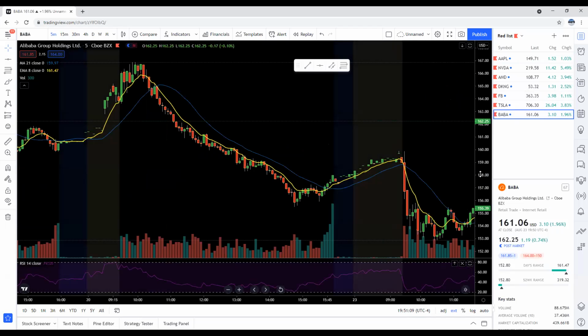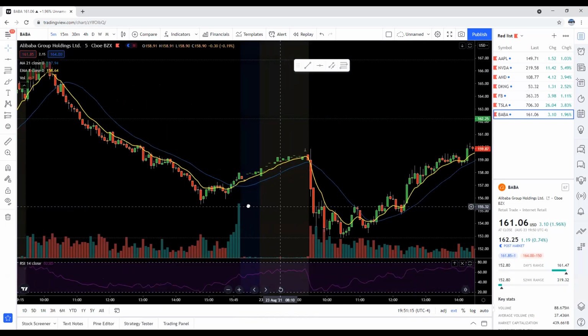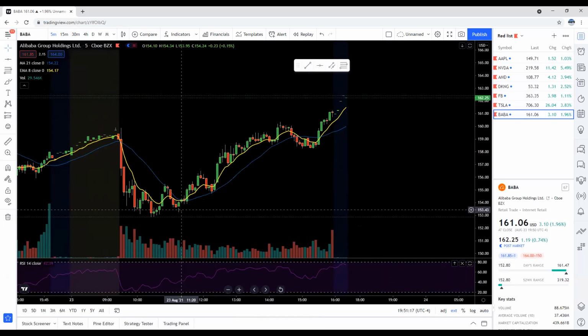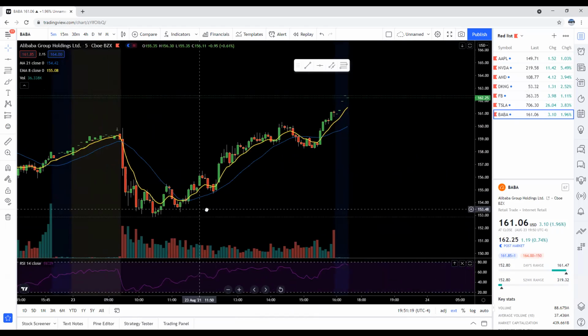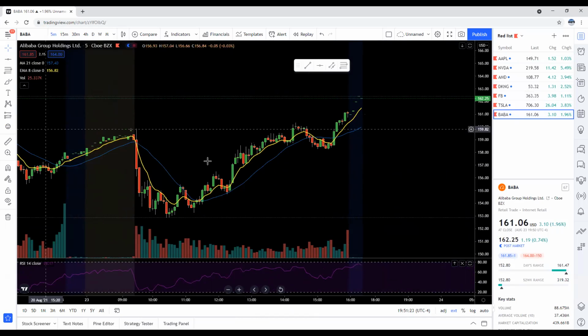So once again, this is Baba, 5-minute chart, and we were looking at today. Once again, we were looking at this candle. In TradingView, they have the Fibonacci retracement, and Steve actually showed me this. He said you can change the Fibonacci retracement to pretty much lay out your risk reward right on the chart and give you your targets.